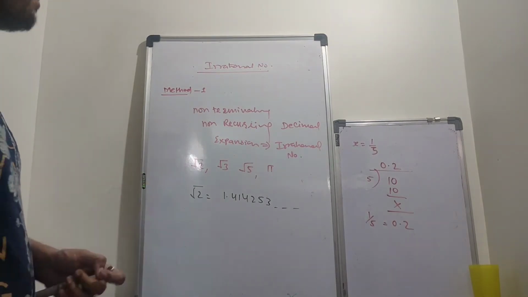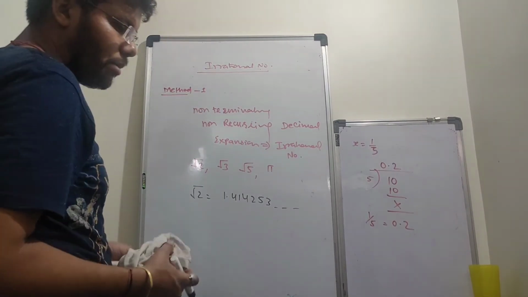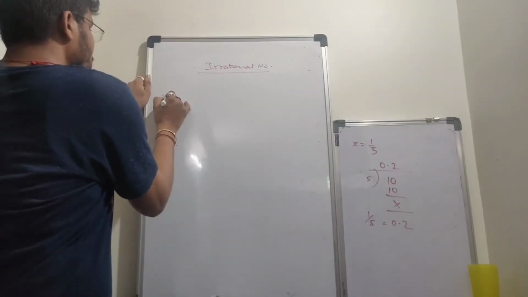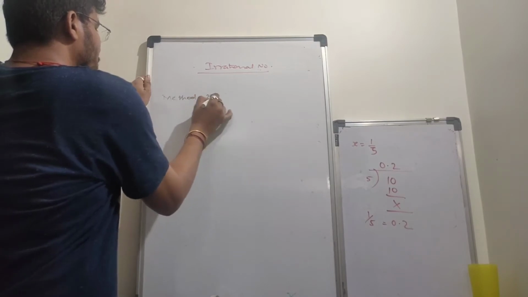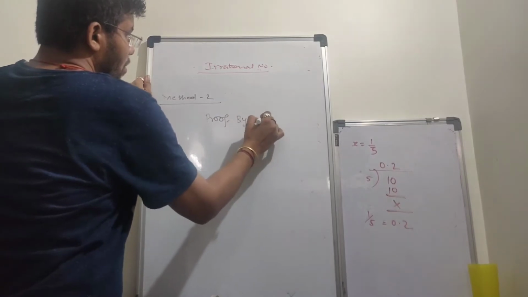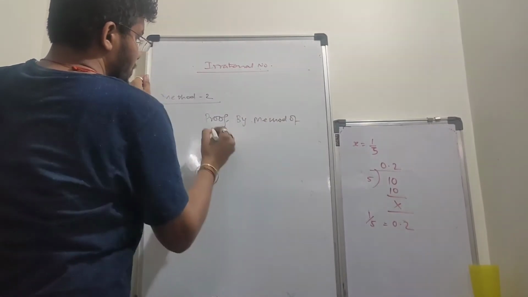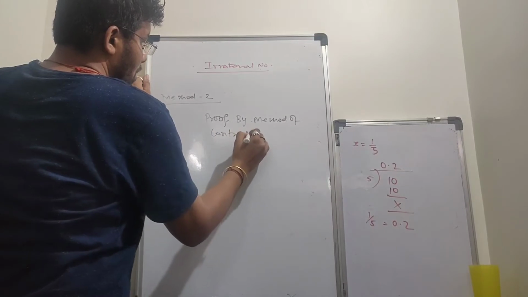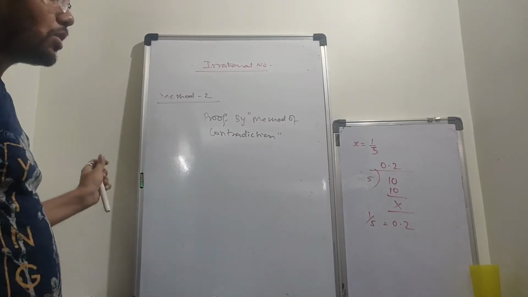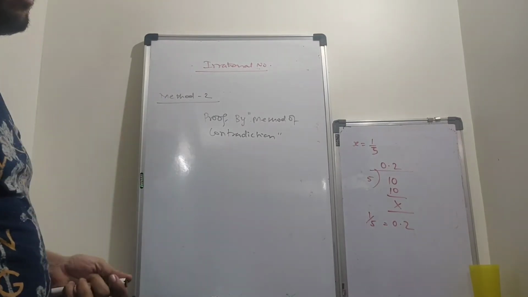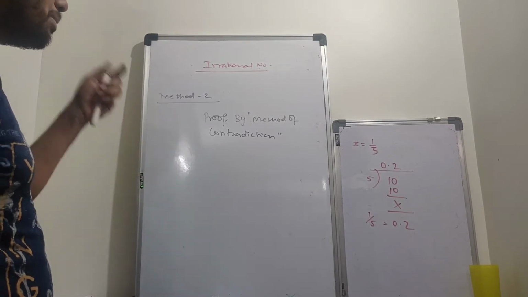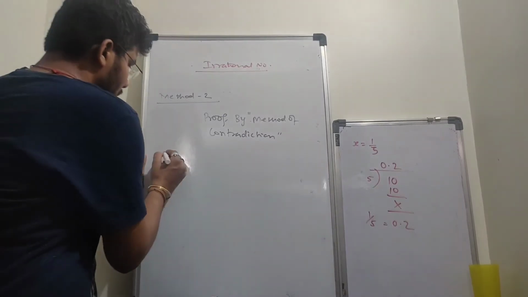Now we discuss the second method that proves a number is irrational. This method is known as proof by method of contradiction. Method name is method of contradiction. By using this method, we can prove the given number is irrational. But before discussing that method, we discuss a theorem.